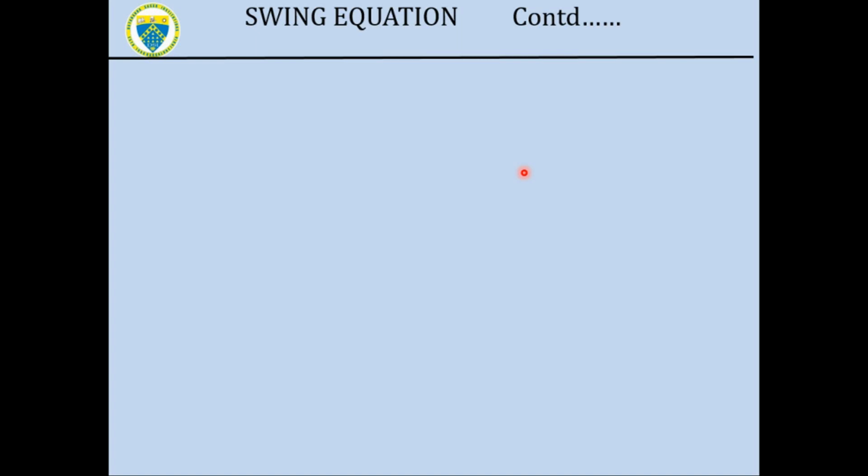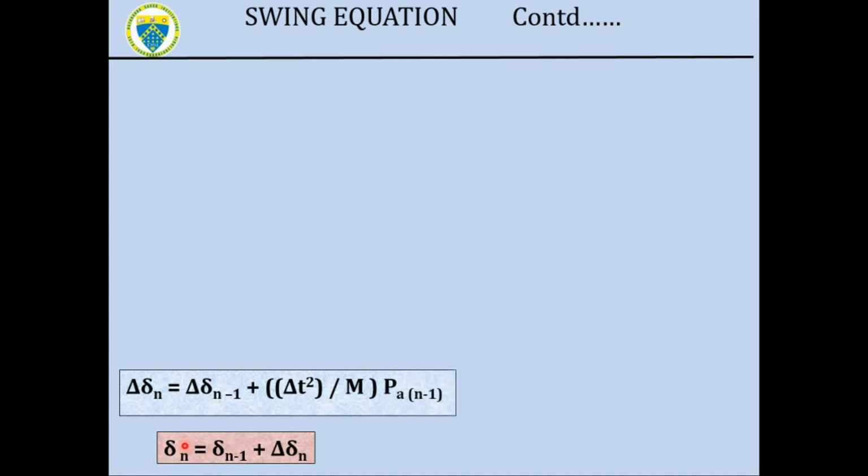Now let us take, our aim is to determine delta for various values of time. The same equation which we have derived in the previous slide, I have written it. And how to obtain delta delta n? If you want to evaluate, I am using reverse logic. Delta delta n is determined by using this equation.